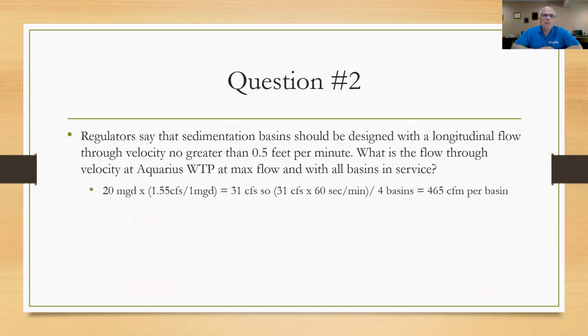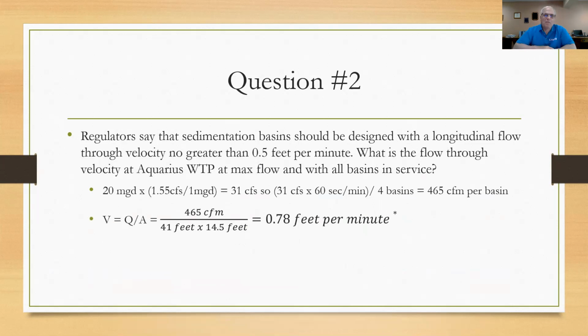I took the 20 MGD rate and converted it to cubic feet per second, because I know that if I multiply by 1.55, I'll go from MGD to cubic feet per second. So this comes out to 31 cubic feet per second. If I divide that by 4 basins and convert it to minutes by multiplying by 60 seconds per minute, I'm figuring that there are 465 cubic feet per minute per basin.